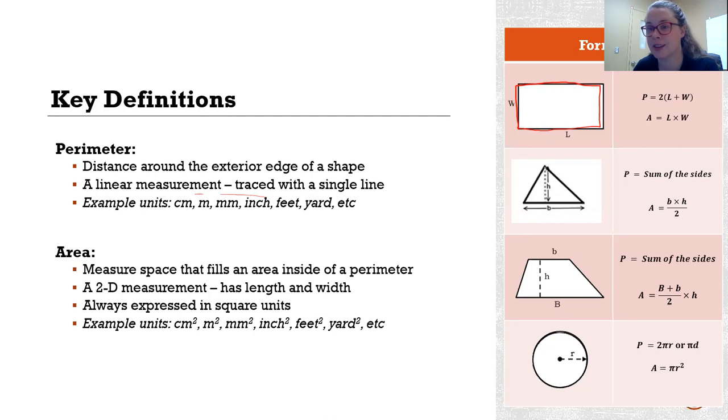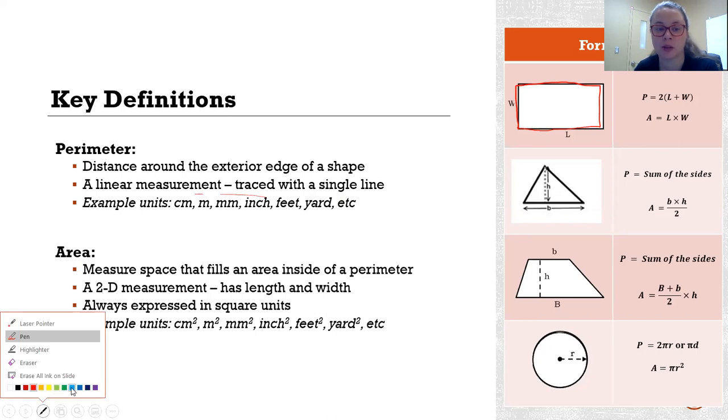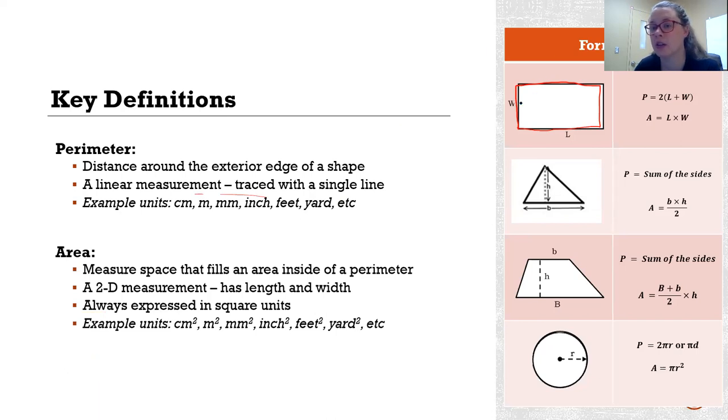Now you look at area. Area is just the 2D space in between. Let me change my pen color here. So area is when we fill in the space. It has both length and width. We can't use just a single line to cover it. It's the area that would fill inside of the perimeter. Now, I've said already it's a 2D measurement, and it's always expressed in square units.